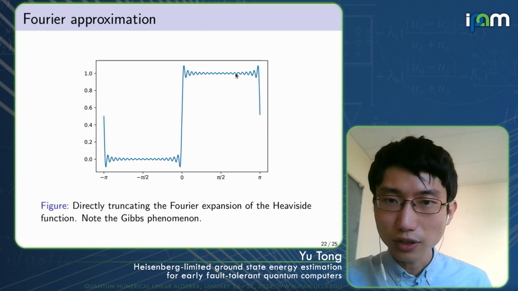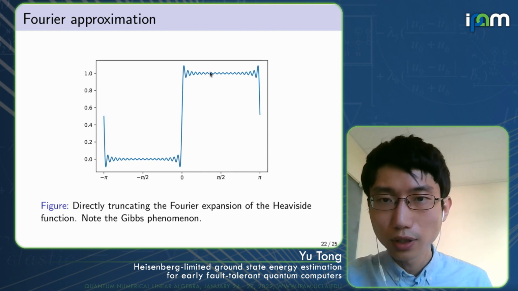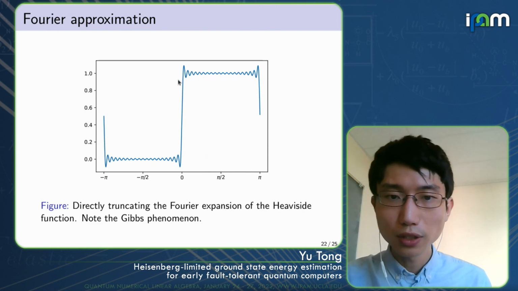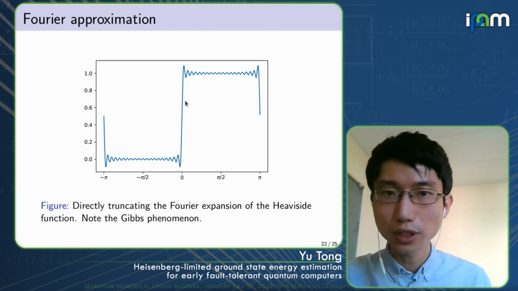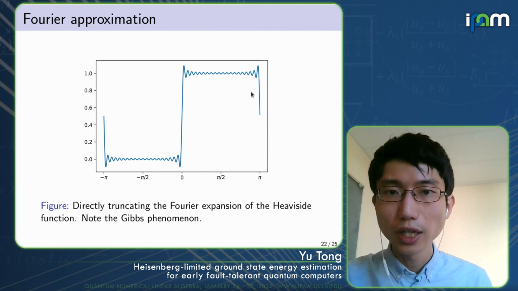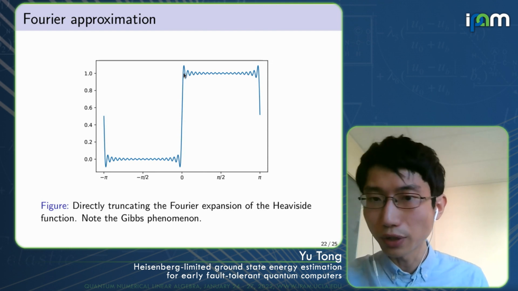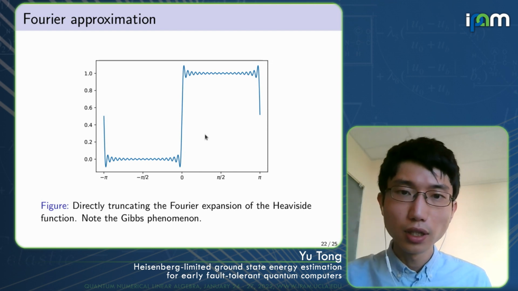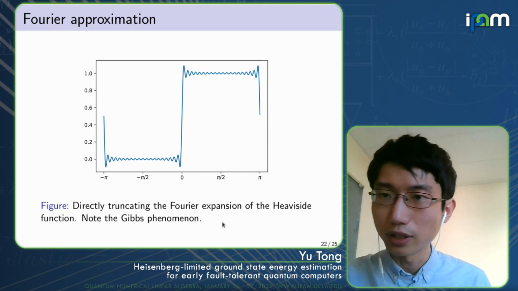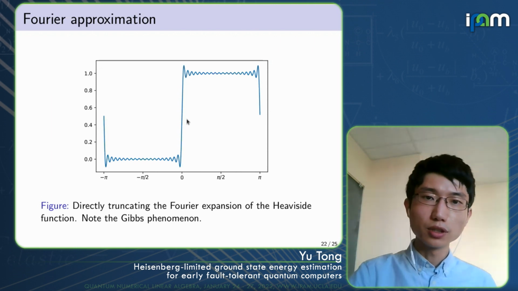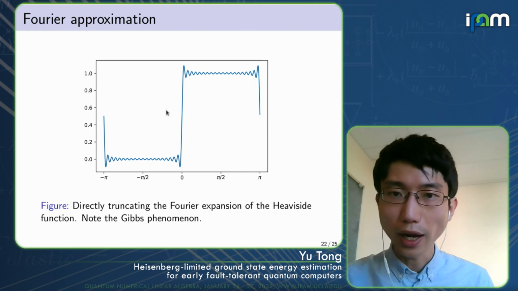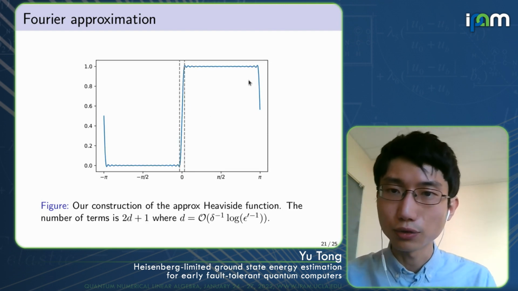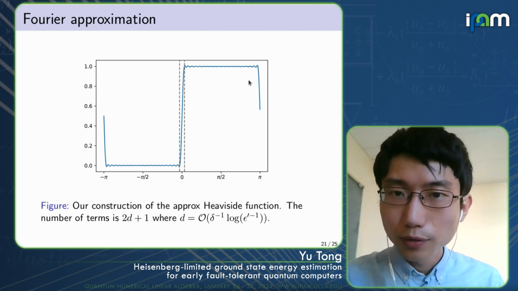Basically, in the interior of this interval, the approximation can be fine, but when it's close to those jump discontinuities, we will see this kind of oscillation. And actually, the oscillation doesn't decrease as you increase the number of terms in your approximation. This is known as the Gibbs phenomenon in the applied math setting. This will basically ruin your algorithm, and therefore we have to have this kind of finer construction, which we propose in our work.